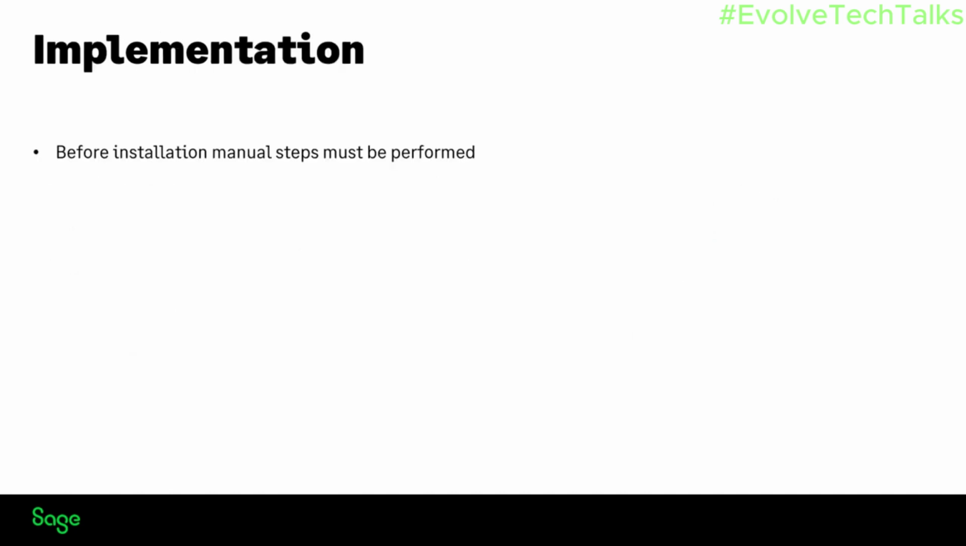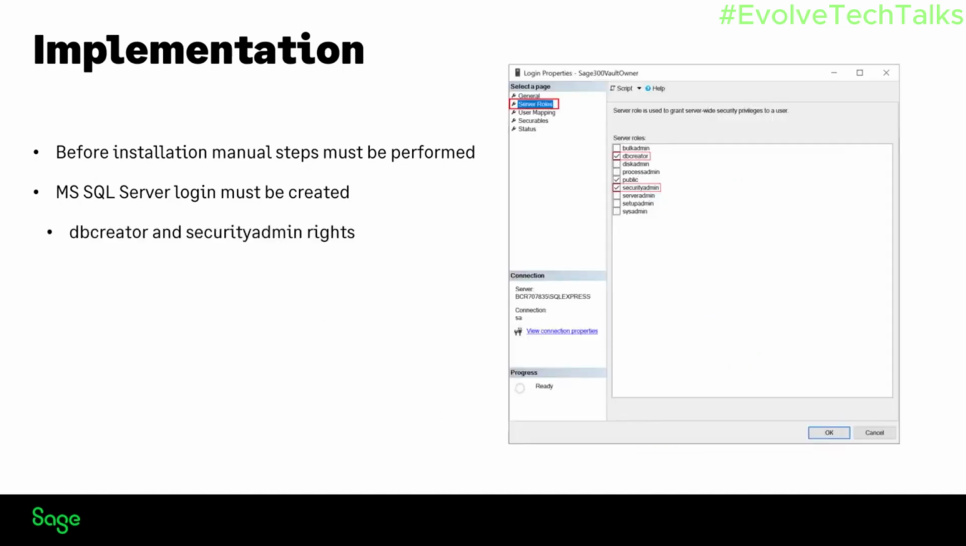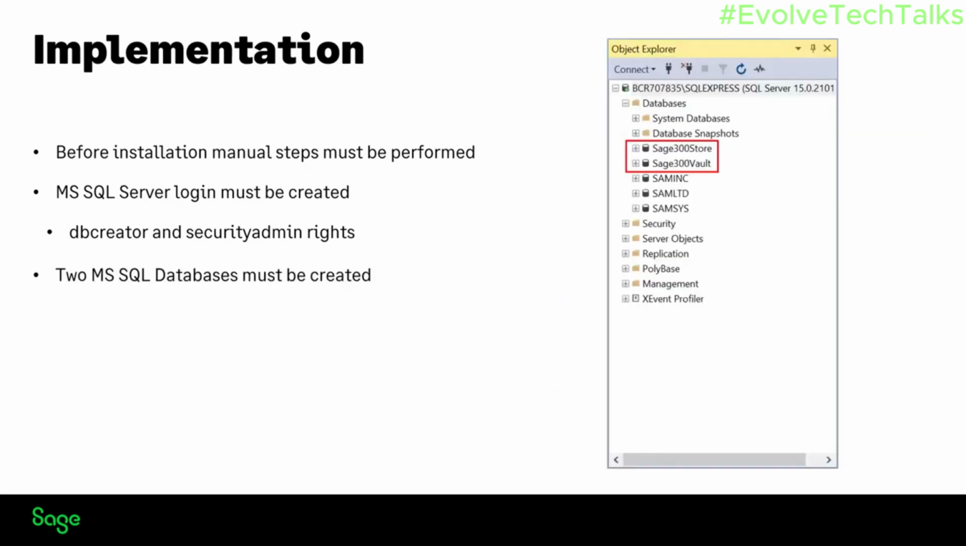Before the upgrade or installation, there are manual steps which must be performed. A MS SQL Server login must be created manually. You can use any name you want. To keep things simple, I chose to name the user Sage 300 Vault Owner. This login will be granted with the role of DB Creator and Security Admin, which is found under the server roles. 2 MS SQL databases must be manually created while logged in as the new Sage 300 Vault Owner user.